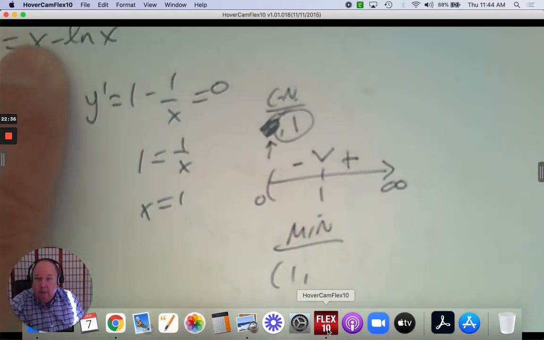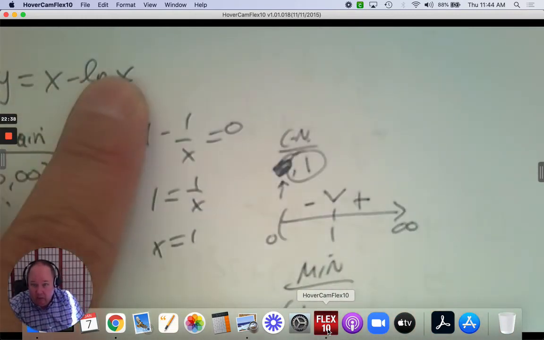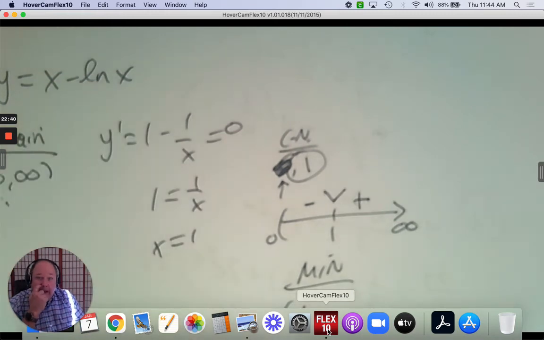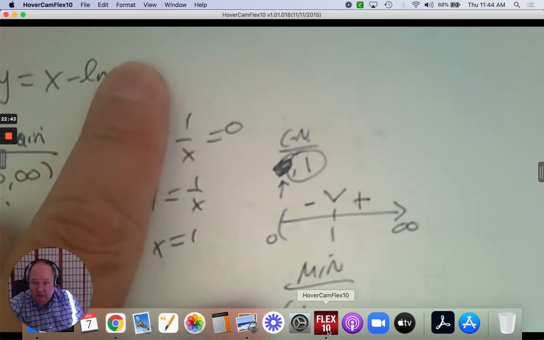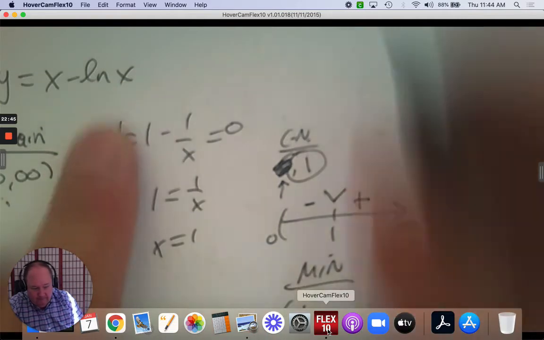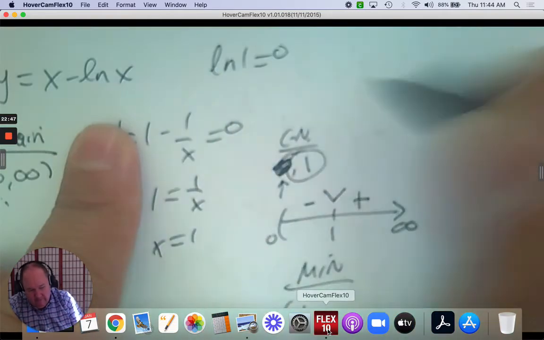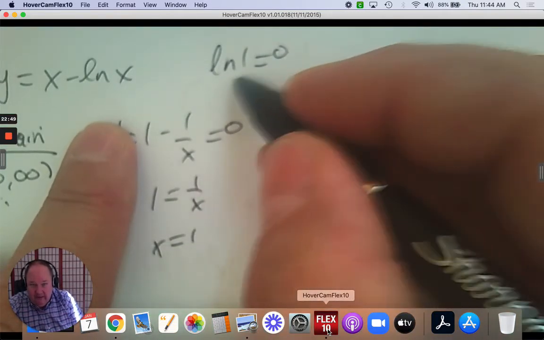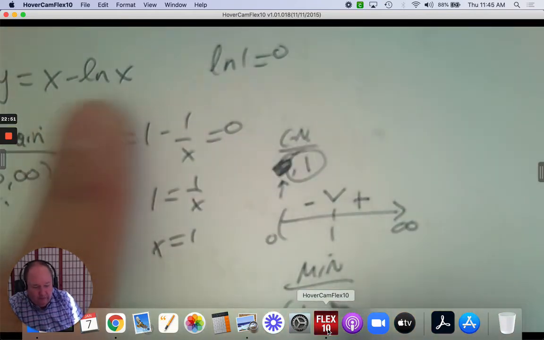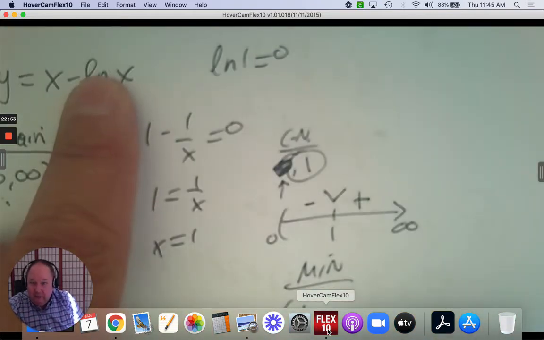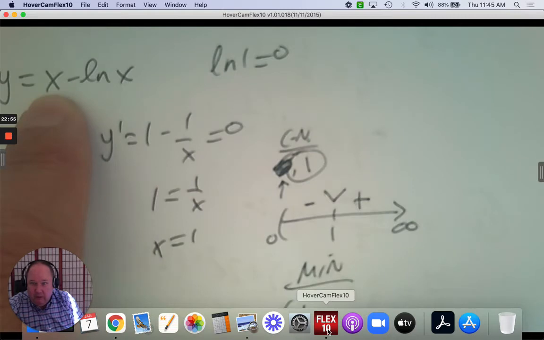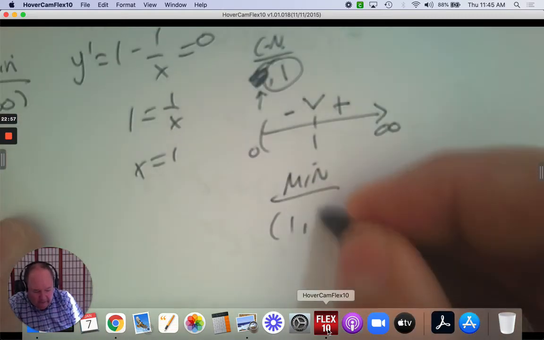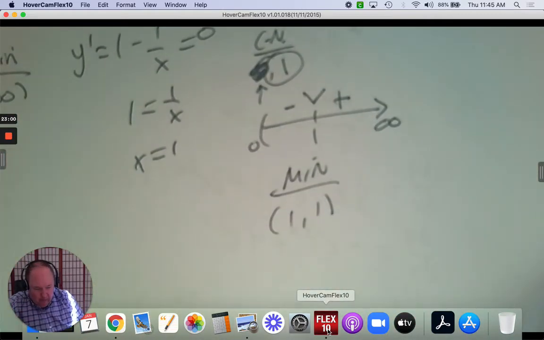And if I plug 1 in here, ln 1, when 1 is inside, that answer is 0. So ln 1, that's a property, because the base is e. e to the 0 is equal to 1. So anyways, ln 1 is 0. I'm just telling you. And we're left with 1 here. So it's 1 take away 0, or 1. So we have a minimum at 1, 1.